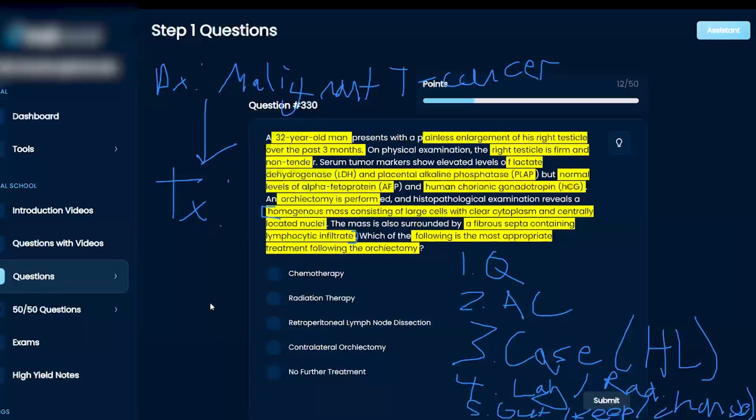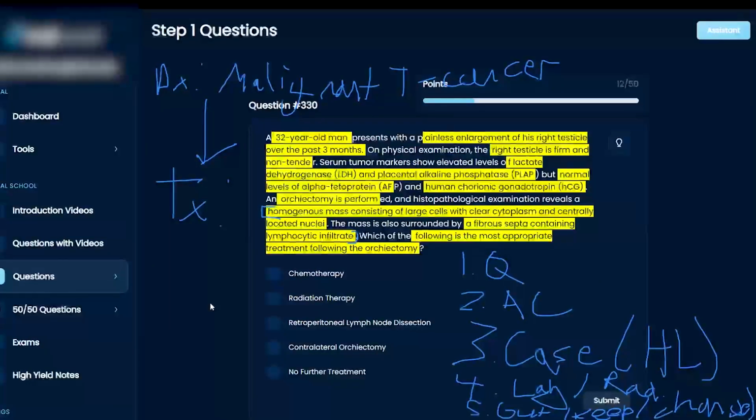And then they do a histopathological examination, meaning you're doing the pathological examination showing this, right? A homogeneous mass consisting of large cells, clear cytoplasm, centrally located nuclei. The mass also has fibrous septae containing lymphocytic infiltrate. I'm like, I don't know what that belongs to, right? So in my mind, that doesn't exist because I can't use it, right? So now the question is, okay, what do I want to do next? I have two ways of thinking. If I think this is benign, what do you want to do?